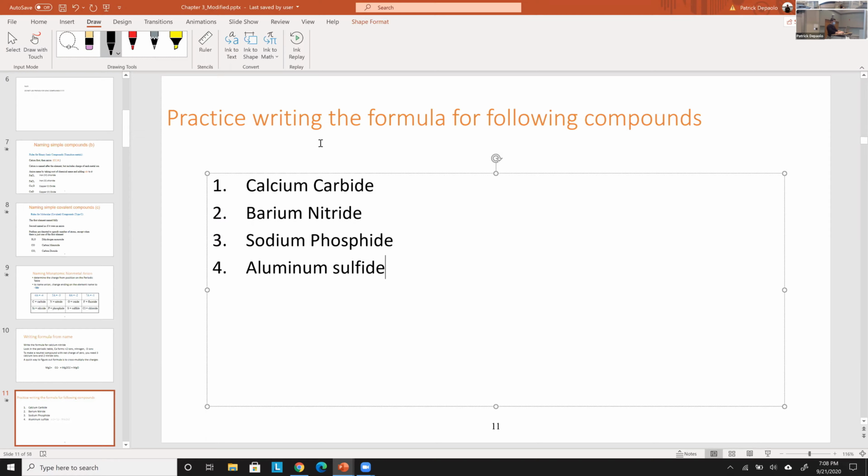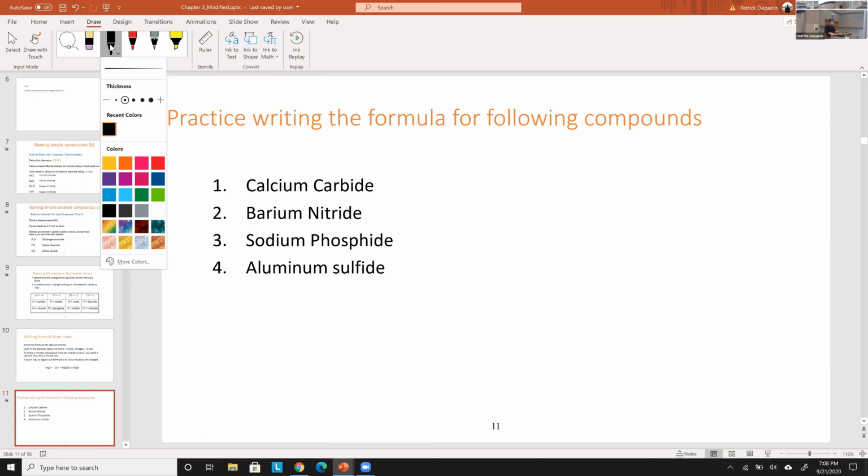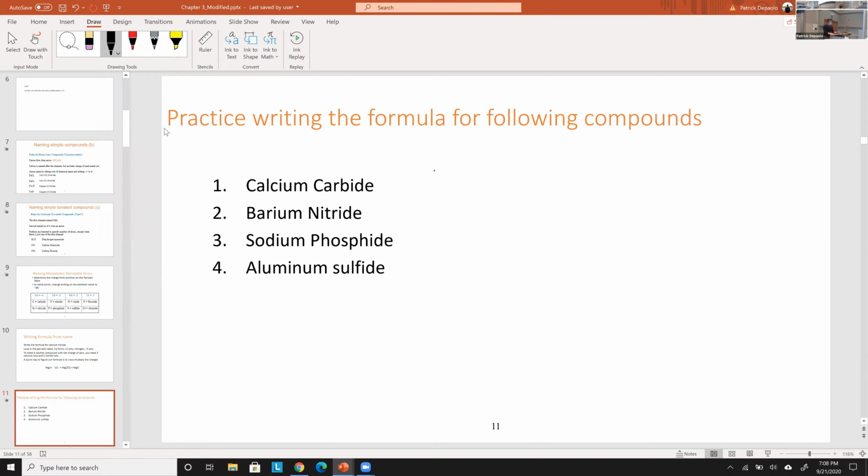Okay, better. Okay, so let's write the formulas of these ionic compounds. And how do I know they're ionic? Oh, look, the first element, they're all metals. So I should give it away. So calcium carbide. Calcium, I know what calcium is. And calcium is 2+. Whenever you're writing these ions, always write their charge. Carbide is carbon as an ion. And it's actually C-4.